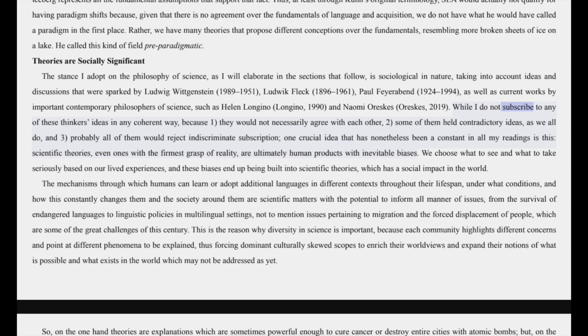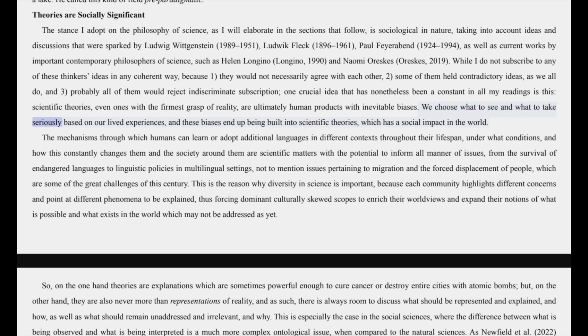While I do not subscribe to any of these thinkers' ideas in any coherent way, because one, they would not necessarily agree with each other, two, some of them held contradictory ideas as we all do, and three, probably all of them would reject indiscriminate subscription. One crucial idea that has nonetheless been a constant in all my readings is this: scientific theories, even ones with the firmest grasp of reality, are ultimately human products with inevitable biases. We choose what to see and what to take seriously based on our lived experiences, and these biases end up being built into scientific theories, which has a social impact in the world.